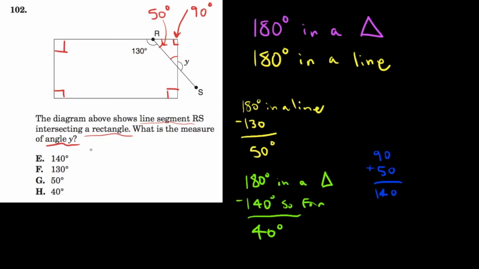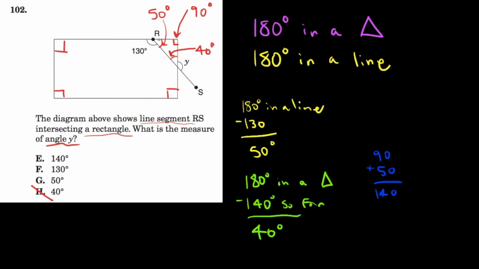Okay, so answer choice H. Oh, wait a second. They're asking for Y. Okay. I just solved for the angle next to Y. So no, Y is not 40 degrees. And just looking at it, I mean, it's nowhere near 40 degrees. So let's figure out what Y is.